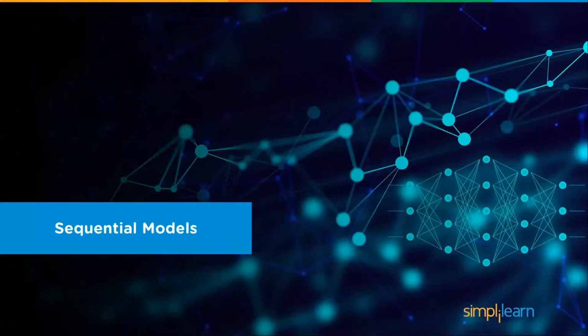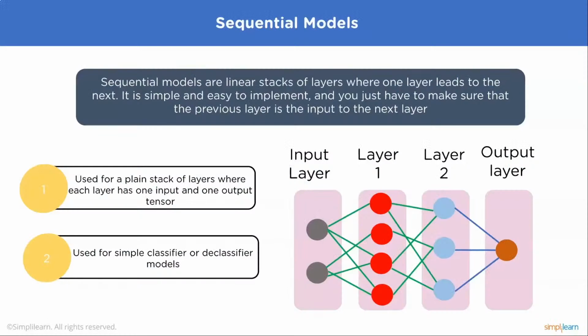So, sequential models. What makes this a sequential model? Sequential models are linear stacks of layers where one layer leads to the next. It is simple and easy to implement, and you just have to make sure that the previous layer is the input to the next layer. You use it for a plain stack of layers where each layer has one input and one output tensor, and this is what TensorFlow is named after.